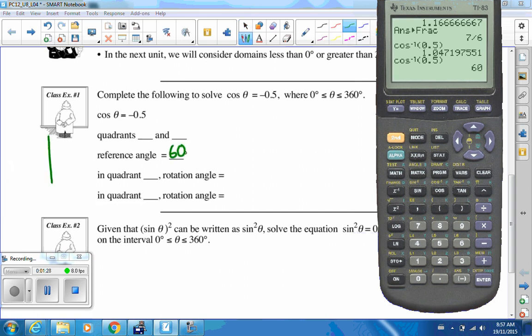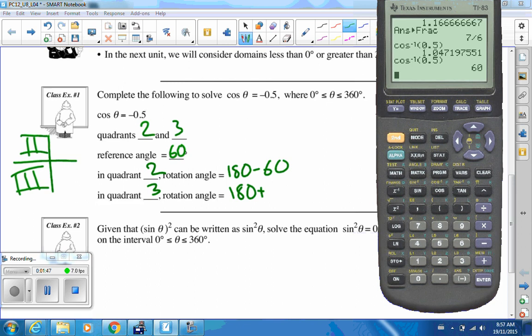For cos to be negative, I need to be in either quadrant 2 or 3. Those are my 2 negatives, so 2 or 3. So in quadrant 2, the rotation angle is 180 minus reference. And in quadrant 3, it's 180 plus reference. So this is 120, and that is 240.